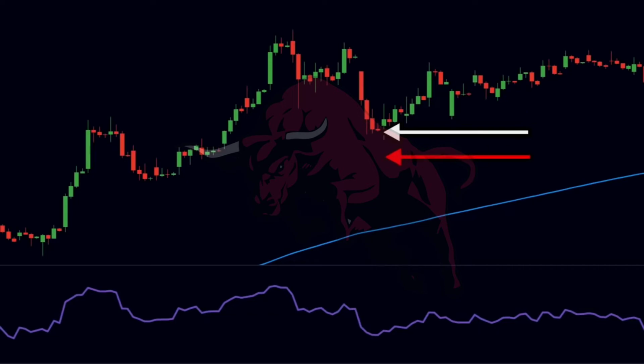Now we will keep our stop loss a few ticks below the most recent swing lows. And we will place our targets near the most recent swing high. As you can see, the price gradually moved towards our targets over the next few candles.